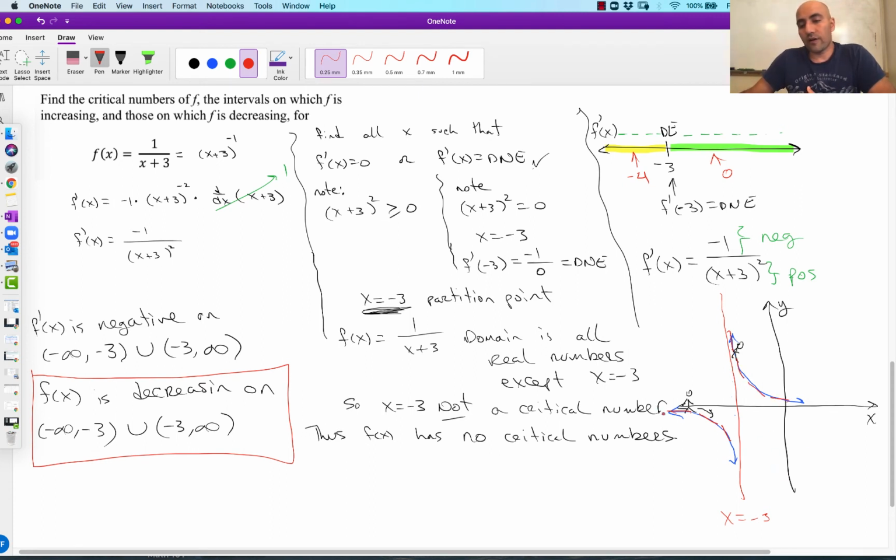So therefore, the function is decreasing from -infinity to -3. So on this interval from -infinity to -3, we can see that our function is decreasing. And again, on this interval from -3 to +infinity, the function is decreasing. Okay, let's graph it using one of our technologies to get a better picture than that.